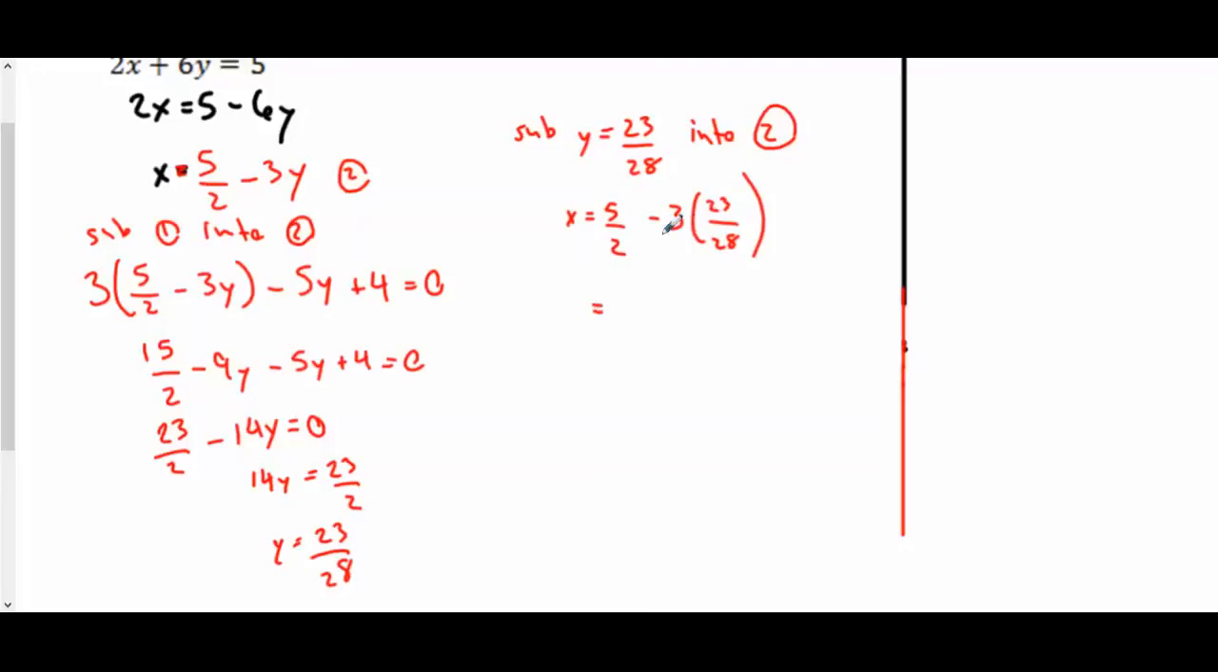If I multiply that, and then I also on this side try and make a common denominator, this will end up being 69 over 28. If I want to make a common denominator here of 28, I have to multiply both of those by 14. So I have 70 over 28. So 70 minus 69 is 1. So x equals 1 over 28. Which means my point of intersection is 1 over 28 and 23 over 28.